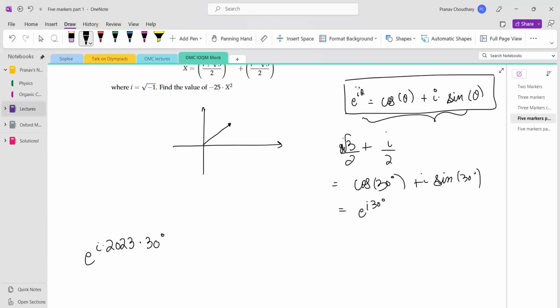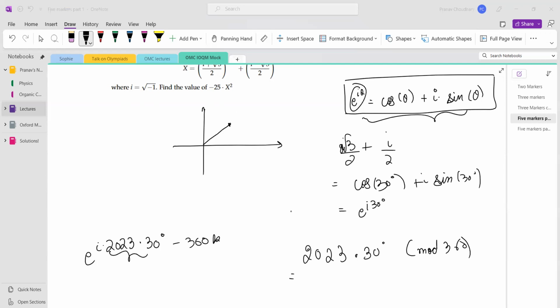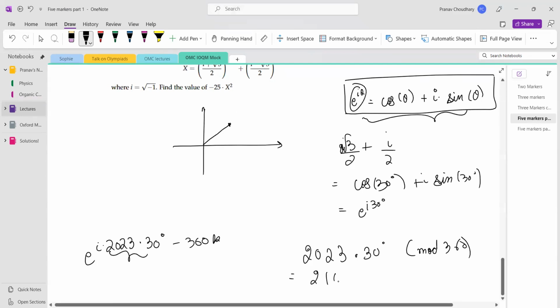And now, you can clearly see that cosine and sine are periodic functions with period 2 pi. So e to the power i theta is a periodic function modulo 2 pi. So I can take out some 360k, this thing will be the same. So let's find 2023 times 30 degrees modulo 360. This is basically a bunch of computation, but I'll just tell you the final value, so the value is 210 degrees modulo 360.